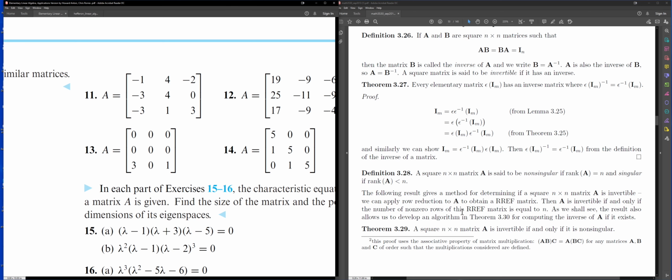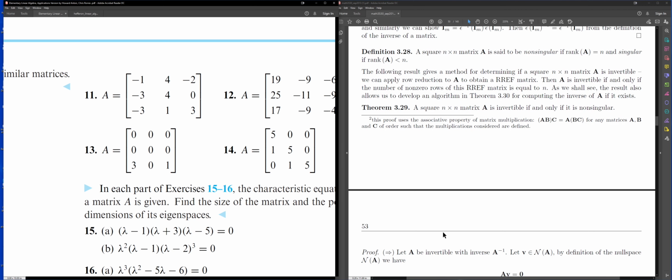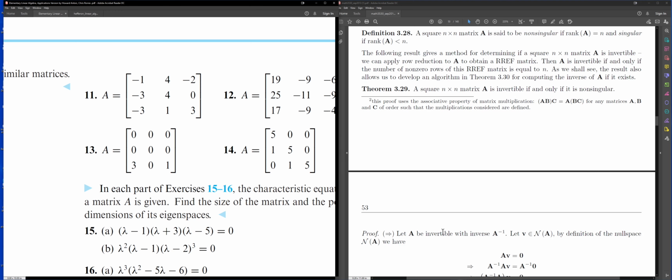It turns out that those conditions are equivalent. That is what Theorem 3.29 is saying: if I have an n by n matrix, then it is invertible if and only if it is non-singular, so it's invertible if and only if the rank of A is equal to the size of the matrix. The proof of this theorem is in the notes. What's nice about this proof is one direction. If I need to prove this, if and only if means that if it is invertible, then it is non-singular. So that's one thing that you'd need to show.